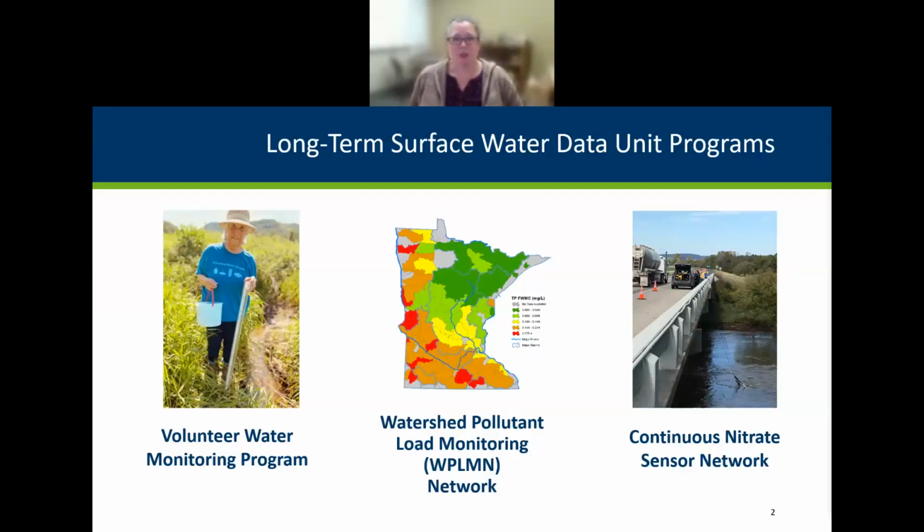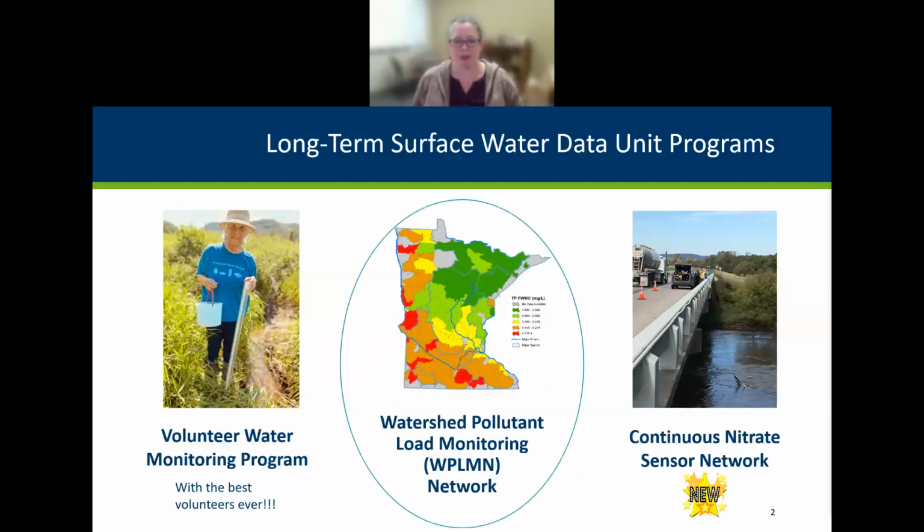I supervise the long-term surface water data unit at the MPCA, and there are three parts to this unit. The volunteer water monitoring program, so that's you all. You know a lot about that, a lot more than I do, probably. And then we have a continuous nitrate sensor network that's brand new, funded by the legislature this past session, that we will be developing, and maybe in a couple of years we can come back with some results and some data on what we're seeing with that nitrate sensor network.